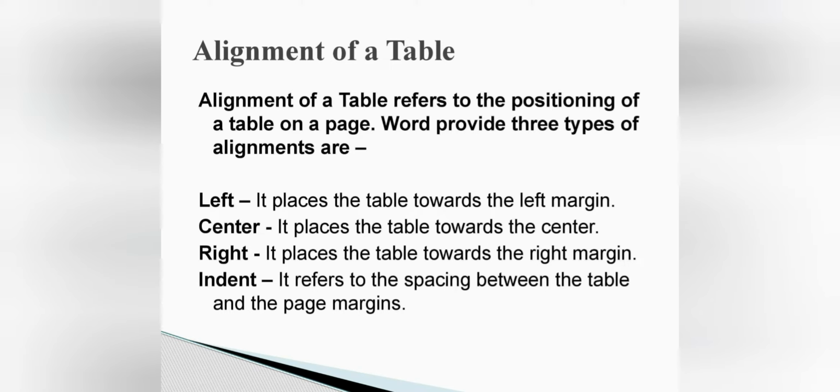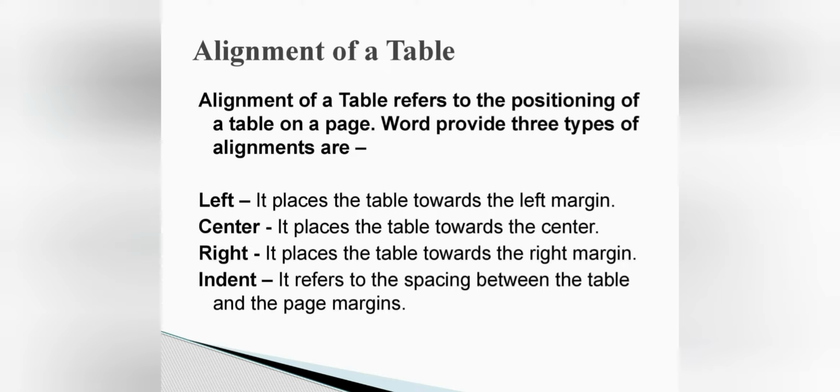So now students, we come to the next topic, which is alignment of a table. Alignment means how we can position a table on the screen or in the page. Alignment of a table refers to the positioning of a table on a page. Word provides three types of alignment. How you position your table in the page is decided by alignment of a table. There are different options by which we can align the table, like we align the text in a Word page. The same way we can align the table in the MS Word page.